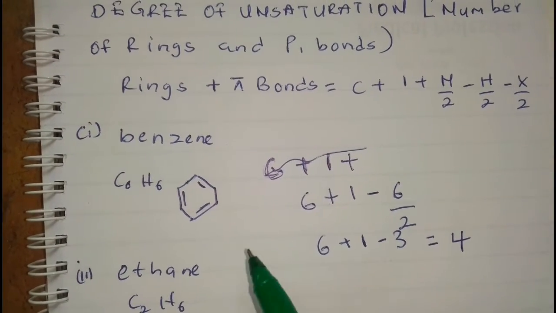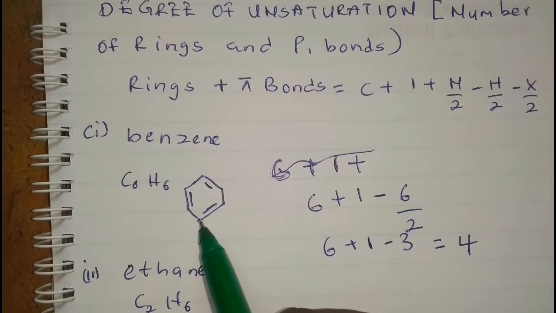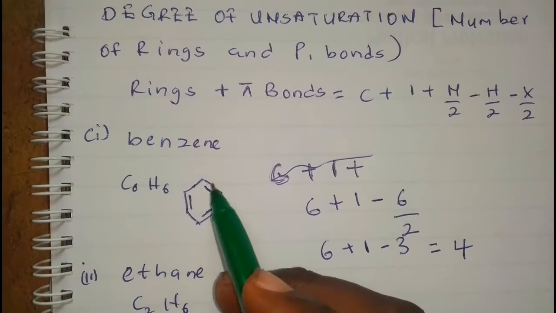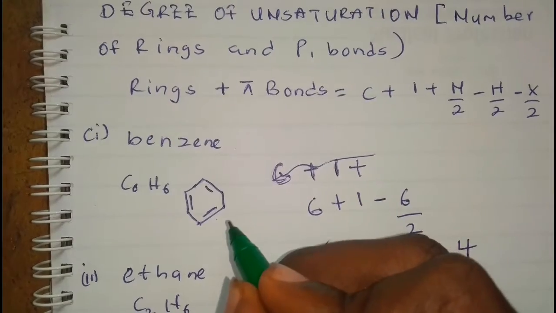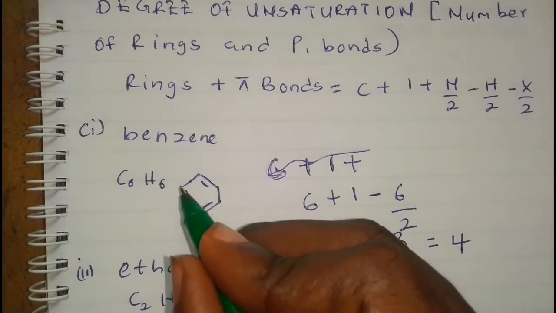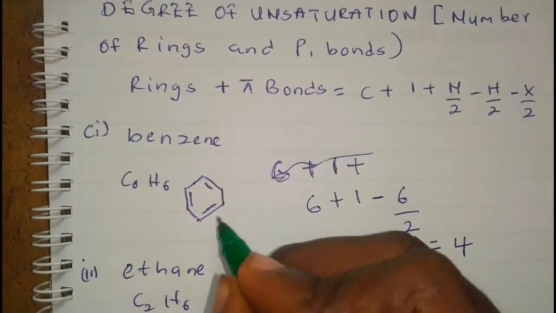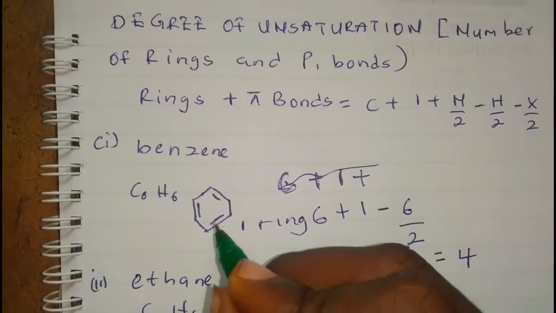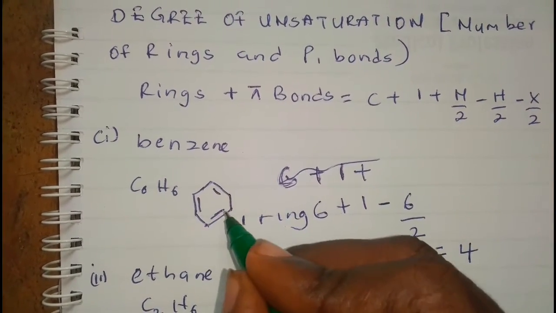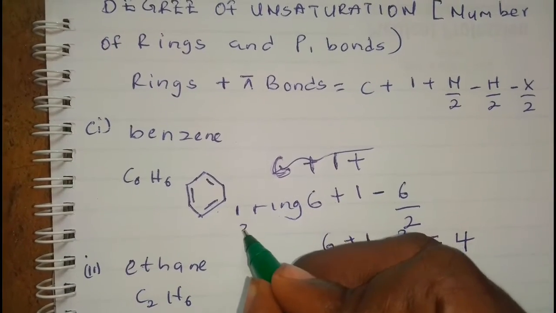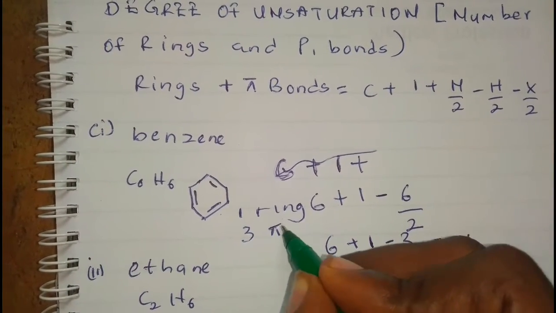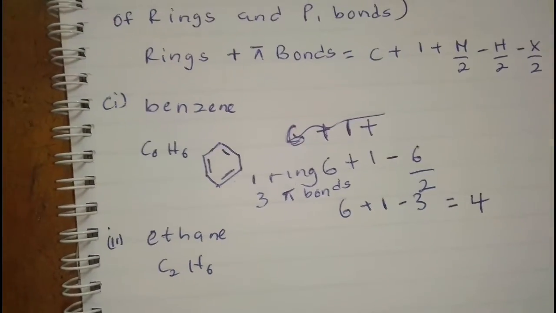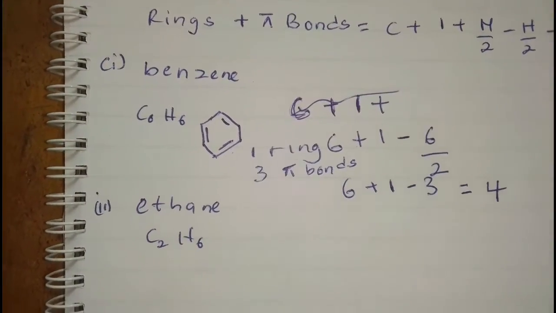If you look at the structure of benzene here, we have one ring. This whole thing is one ring. That's the number of rings. Then the number of pi bonds: if you check 1, 2, 3, we have 3 pi bonds here. So that means the formula is actually correct.